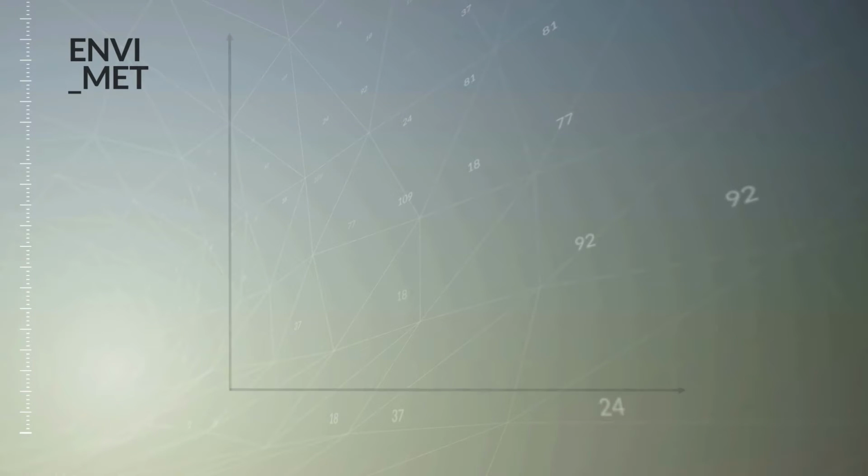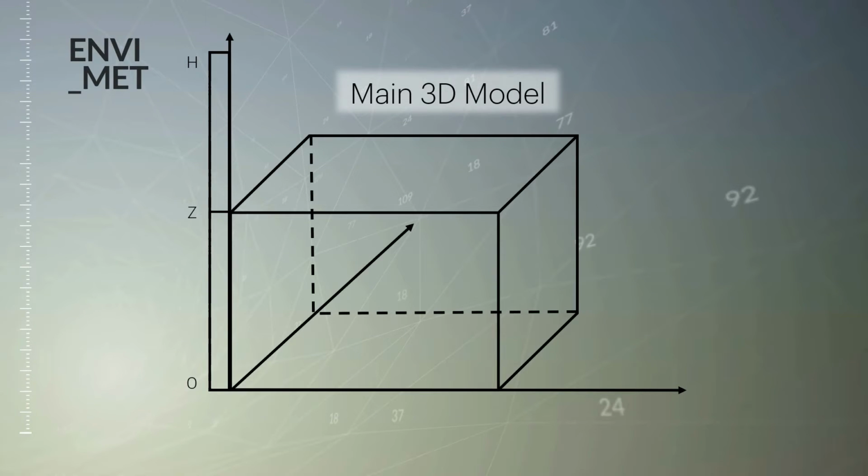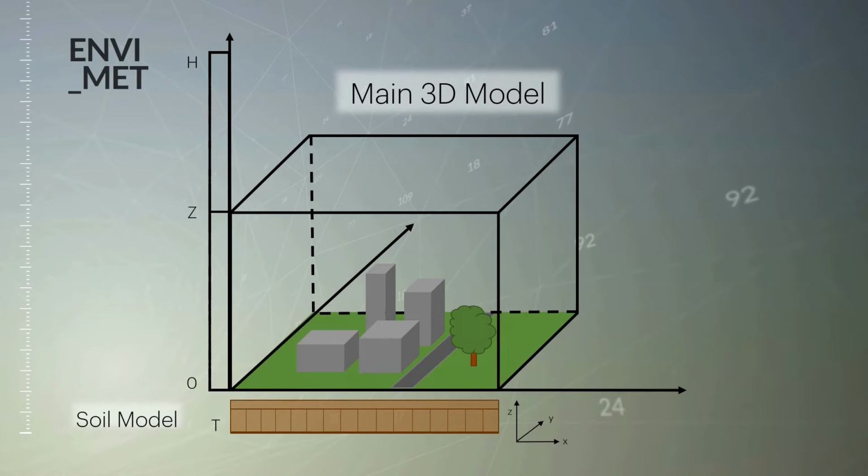The ENVI-met model basically consists of a one-dimensional boundary model, which includes vertical profiles of different meteorological parameters, and a three-dimensional core model that includes all atmosphere, soil, building, and vegetation processes. At the bottom side, this three-dimensional atmosphere model is linked to a three-dimensional soil model, which reaches down to a depth of 5 meters.